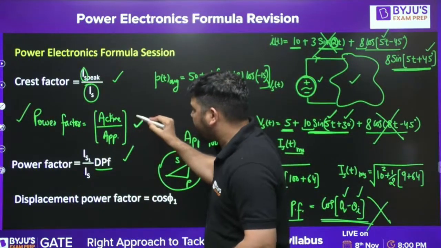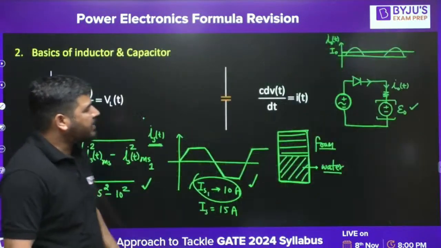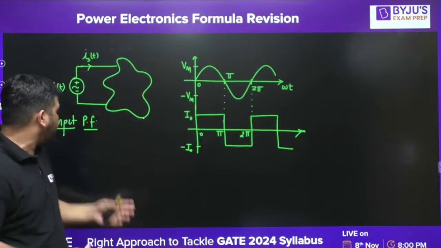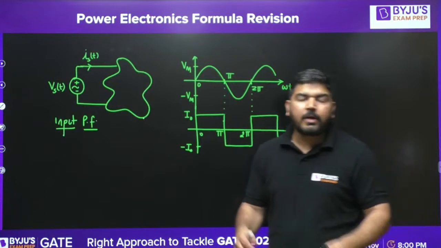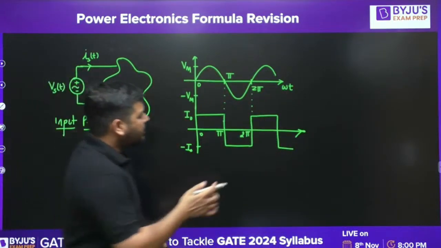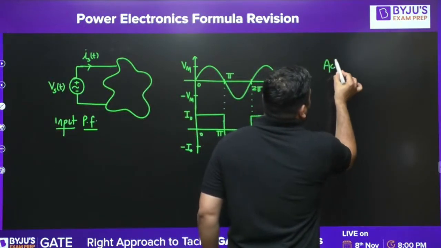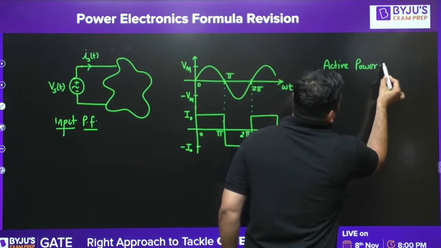I always remember this: active power divided by apparent power. I always apply this formula. How to apply this formula here? Active divided by apparent, because we know that the input power factor is always active upon apparent. How to calculate the active power and apparent power in this situation? Let's first calculate the active power.